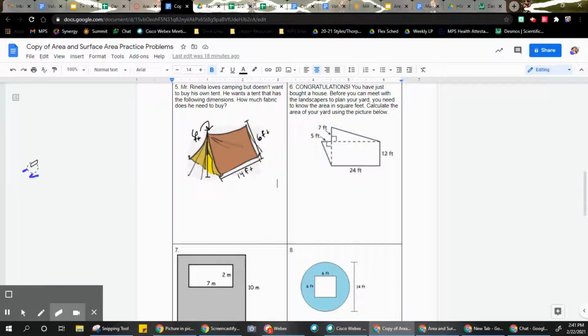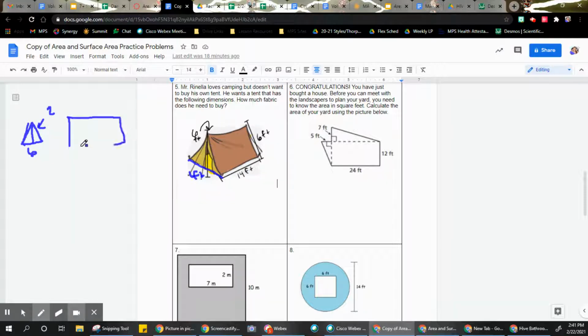All right. So here's the tent he drew out. So we need to know how much he needs. So this is an equilateral triangle here. It's 6 feet tall, 6 feet wide. So it's 6 feet here as well. Okay. So what that means is we're looking at two triangles, right? That are 6 feet tall and 6 feet wide. Okay. So there's two of these plus 3 rectangles.